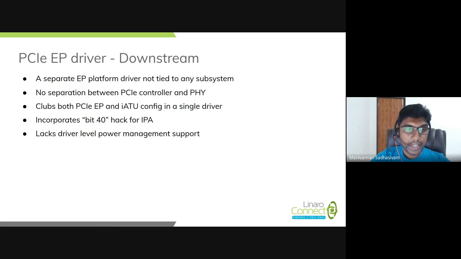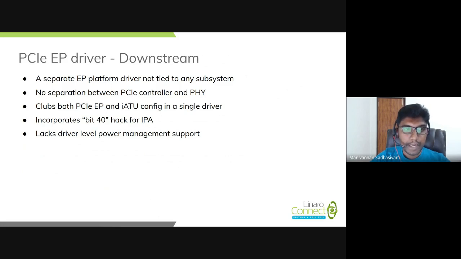This downstream PCI endpoint driver incorporates the bit 40 hack for IPA. The bit 40 hack implies that bit 40 of the PCI address gets asserted by the driver before it submits to the PCI IP, because the PCI IP uses bit 40 for differentiating between IPA and non-IPA access.